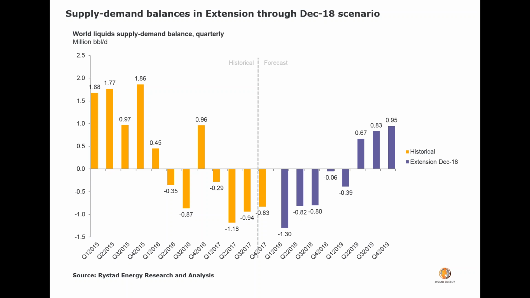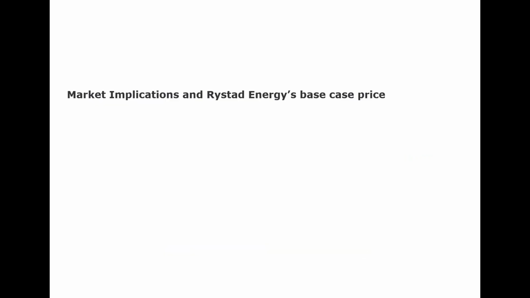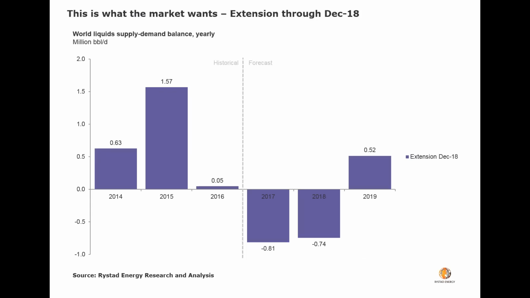So then I would turn it over again to Nadia to discuss the conclusion we see and the market implications. Great. So looking at what the market wants, just talking to our clients and reading the media and so forth, we believe that the market would like to see an extension through the end of 2018. And here we are showing the implications for balances in terms of year-on-year growth. So for 2017, as Bjornar mentioned, just over 800,000 barrels per day draws. 2018, around 740,000 barrels per day draw. Again, as he mentioned, 2019, we then see a build of around 500,000 barrels per day.